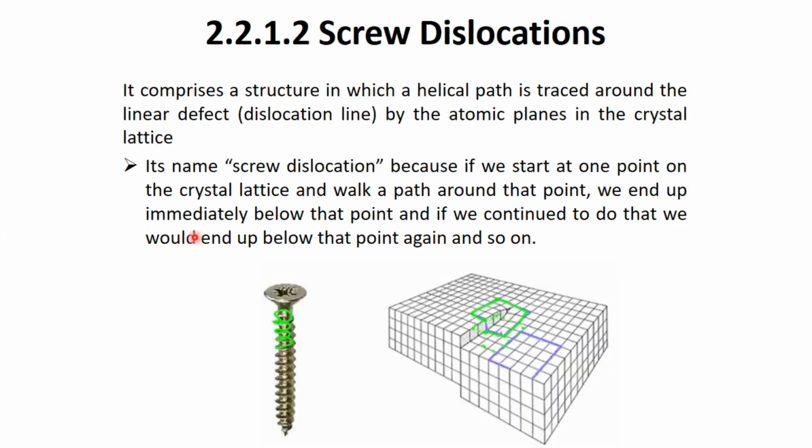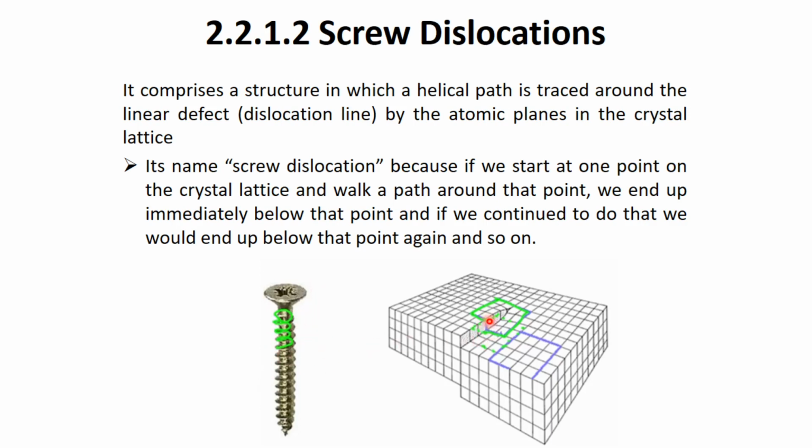Screw dislocations. In comparison, a structure in which a helical path is traced between the linear defect by the atomic planes in the crystal lattice. So screw dislocation, as the name suggests, this kind of dislocation is similar to a screw. So in a screw you can see a helical path.